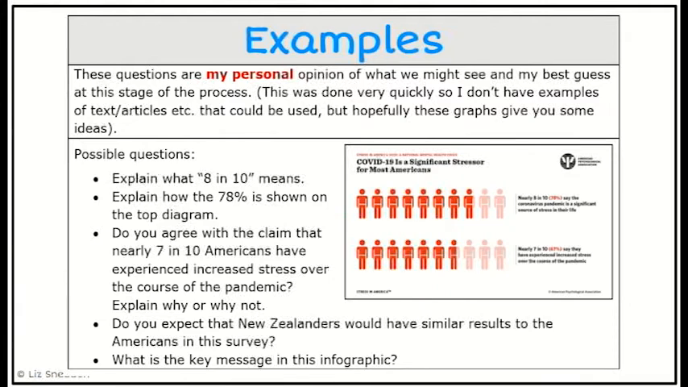So here's a few more examples of what statistical literacy might look like. Looking at this graph and going, well, what does it mean when they say 8 in 10? And how is that 78% shown? So then there's a claim. Do you agree with the claim that nearly 7 in 10 Americans have done something? So not getting into the claims that we normally see at year 12 and 13 about how many times more likely and things like that, but just looking at a straightforward claim, 7 in 10, 6 in 10, 8 in 10, that kind of idea. And then a bit of comparison to go into a bit more detail, comparing New Zealanders with Americans. So thinking about where the data was coming from. Would there be differences in the population in America and New Zealand?